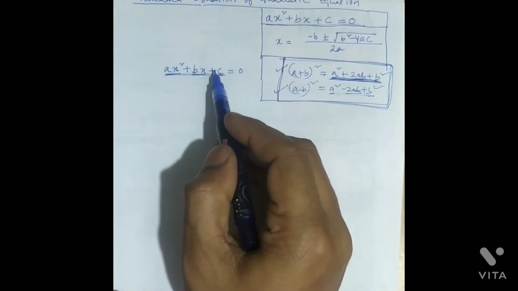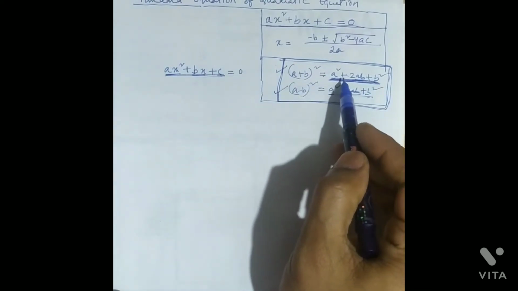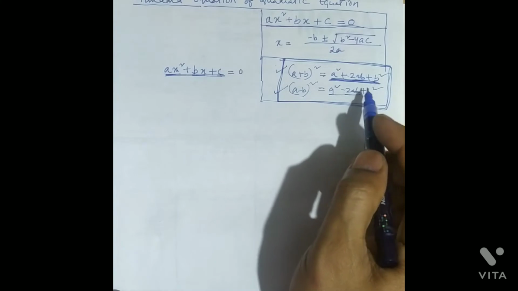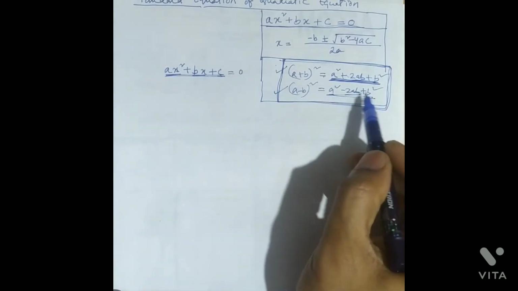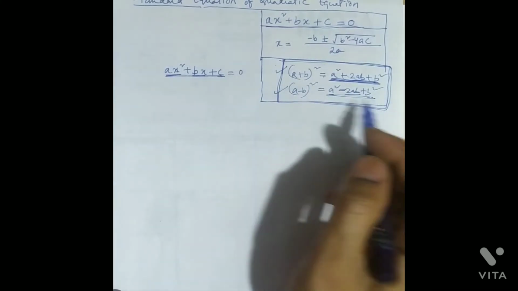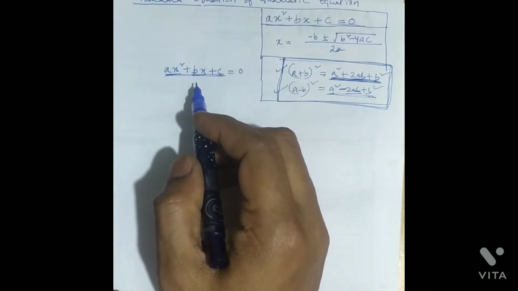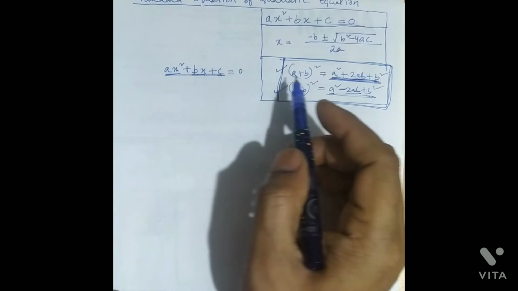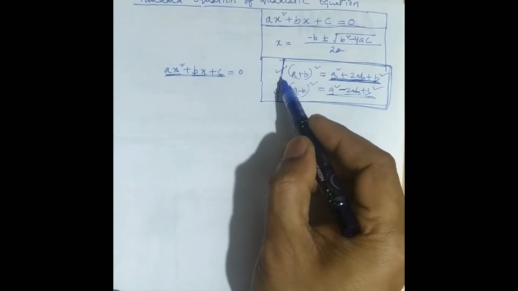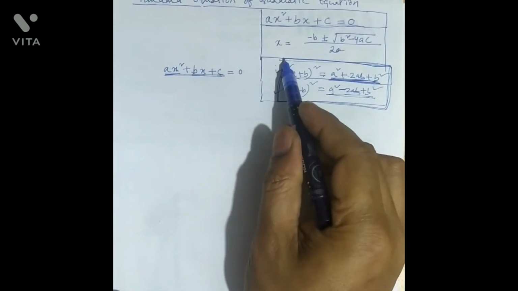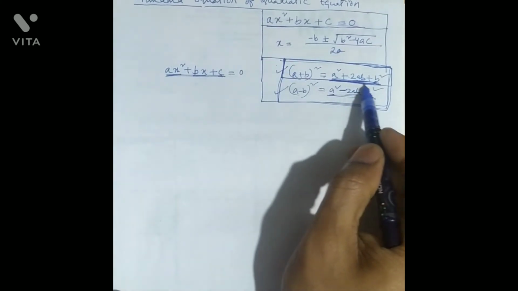This is plus, this is plus. There are three terms, and all the signs are positive. There are also three terms here, but there is one negative. But no negative is here. Okay? So you can directly tell that we can compare with this formula.